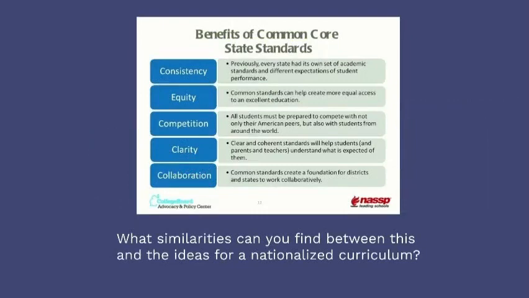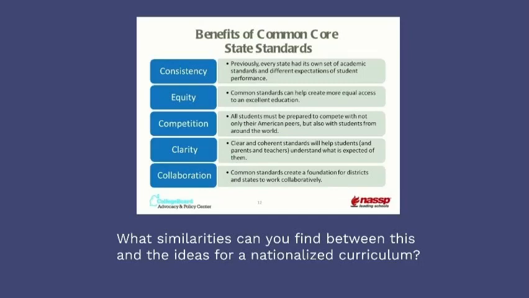So let's look at the arguments for why people thought the Common Core was a good idea. And again, the Common Core is a model of a particular way of having a nationalized curriculum in terms of having a nationalized assessment benchmark policy. Advocates argued that the Common Core would help create consistency. So this idea that if every state had a universal standard, that we would have the same expectations of all students. This would lead to equity.